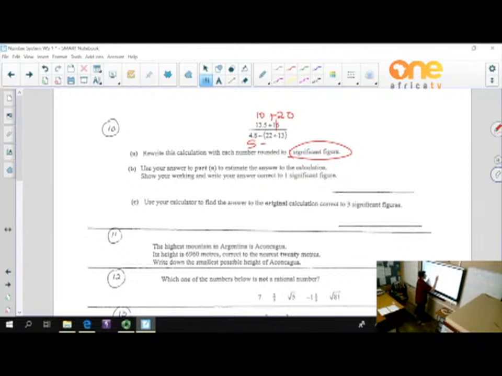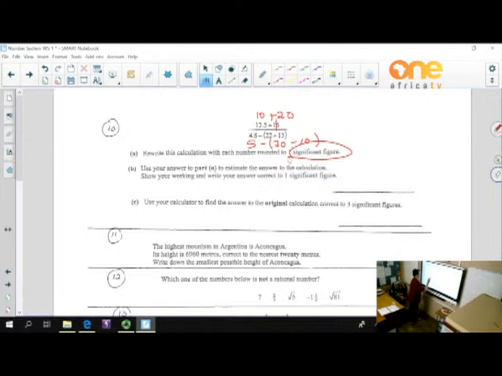Minus 22, so what is 22? 20, because the 2 won't influence it. And then this is divide by, and 13 is then also 10. So that's rounding it to 1 significant figure.